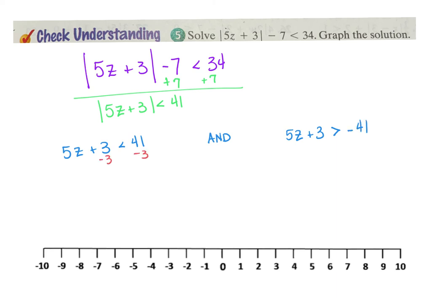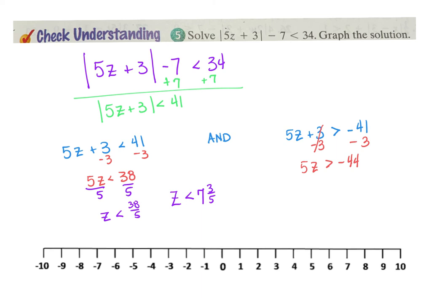Then I'm just going to solve these. Subtract my 3. I get 5z is less than 38. Then I am going to divide by 5. And I will get z is less than 38/5. When you are graphing, sometimes it's easier to put it as a mixed number. So in this case, z is less than 7 3/5, just so you can see where you're going to graph it. You're then going to solve the other side. Subtract 3 from both sides. You get 5z is greater than -44. Divide by 5, and you get z is greater than -44/5. Again, maybe easier to write it as a mixed number. z is greater than -8 4/5.